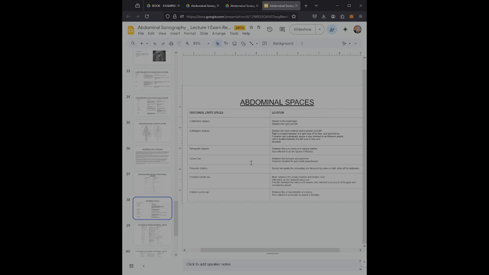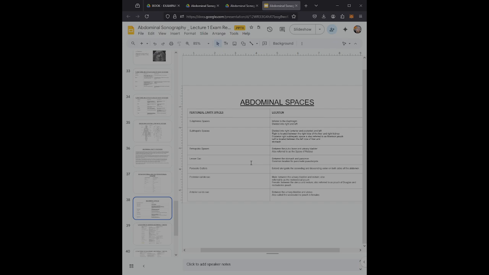Next we have retropubic spaces. These are spaces between the pubic bone and the urinary bladder. They are also referred to as the space of Retzius. There's the lesser sac, which exists between the stomach and the pancreas. It's a common location for pancreatic pseudocysts. We have the paracolic gutters. These extend alongside the ascending and descending colon on both sides of the abdomen.